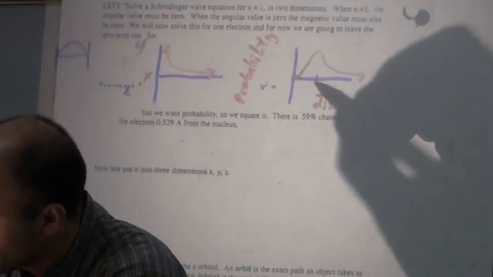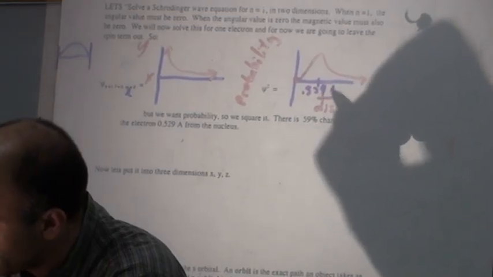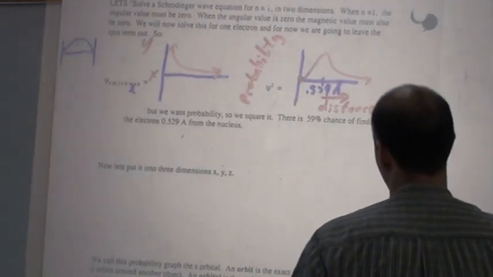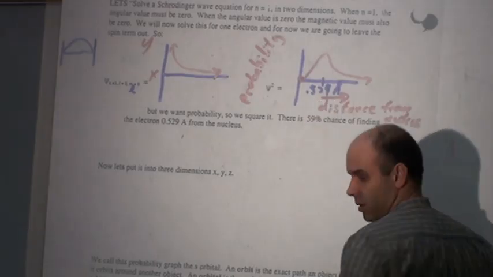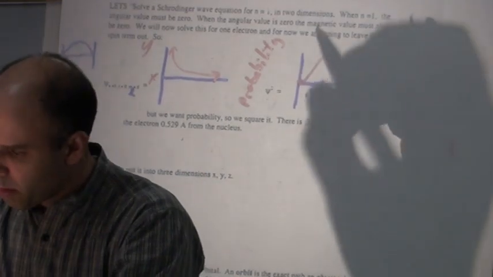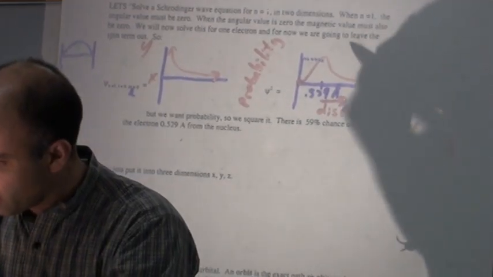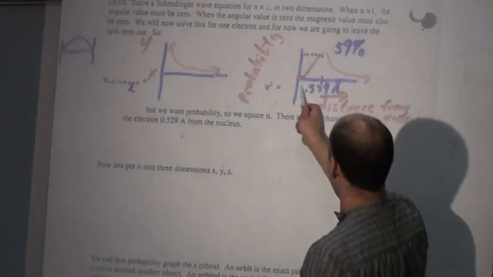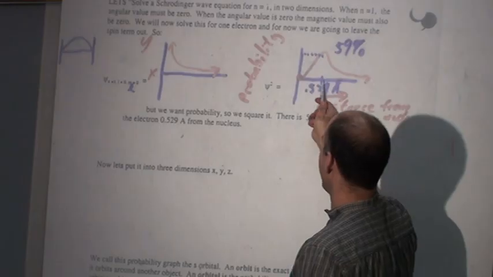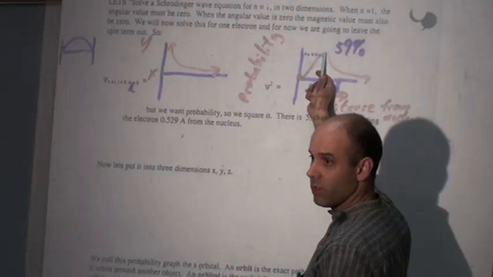If I go 0.529 angstroms away, so I'm going to go 0.529 angstroms away from the nucleus, the probability of finding the electron there is 59%. This is the Schrodinger model. We are assigning a probability to every place in space. So 0.529 angstroms away, the probability of finding an electron is 59%.